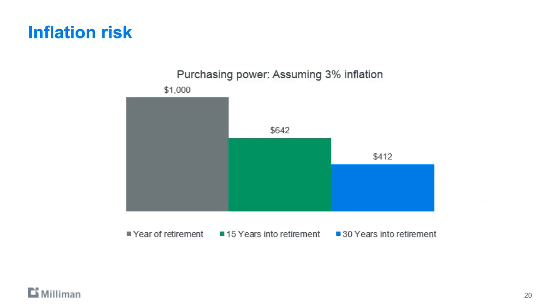Next up is inflation risk. Inflation risk we're all familiar with, but now that we recognize that the average 65-year-old male is going to live 20 or more years in retirement, inflation becomes a significant issue. If we assume 3% inflation, which is a pretty standard long-term inflation assumption, the purchasing power of $1,000 drops to about $642 15 years into retirement, and all the way down to $400 30 years into retirement. So that eats away at your purchasing power, and both for a defined benefit plan, but also for a 401k plan, you need to draw more money to have the same buying power.